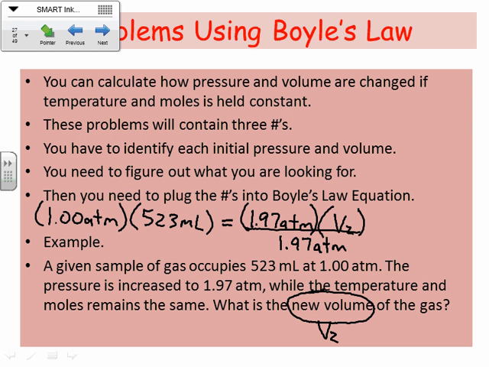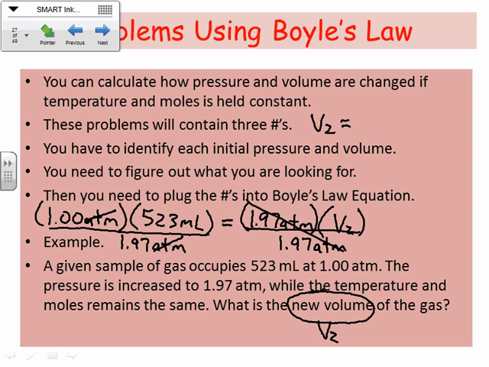1.97 atmospheres, if I divide both sides by 1.97 atmospheres, then that's going to get V2 all by itself over there, so I can solve for it. So that goes away. Now, when I divide atmospheres by atmospheres, this unit goes away also. So what unit am I left with at the end? Milliliters, which is good because we're trying to solve for volume.